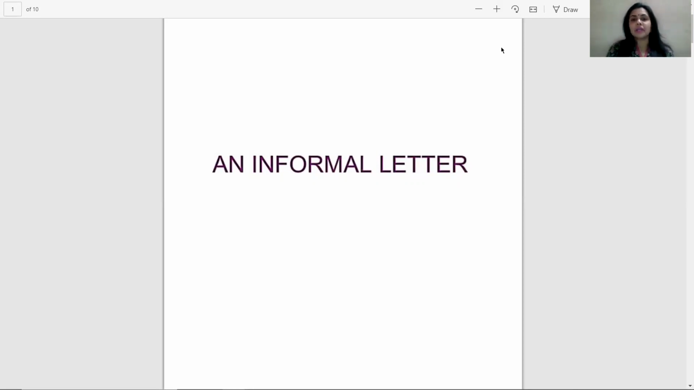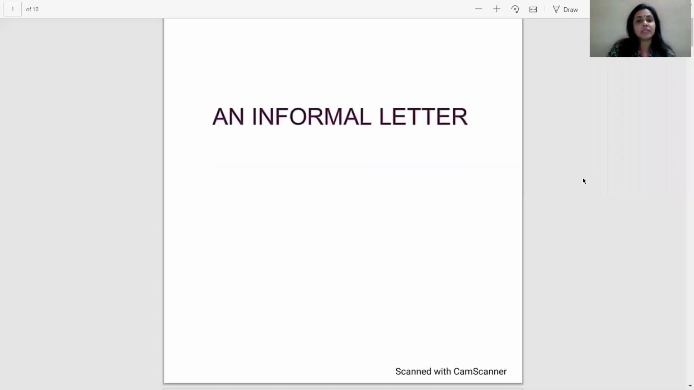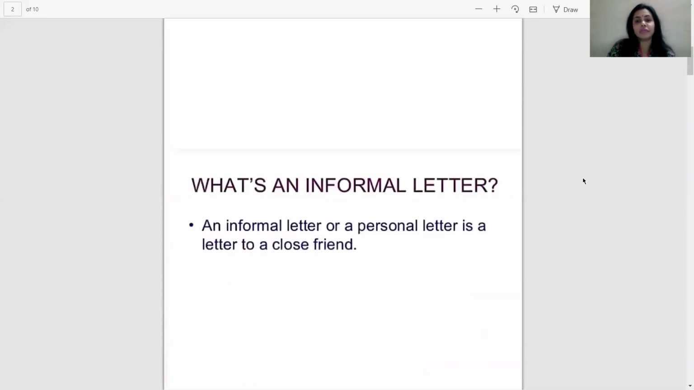But today our topic is focused on an informal letter. So what is an informal letter? That we shall know, and how do we differentiate between a formal letter and an informal letter?